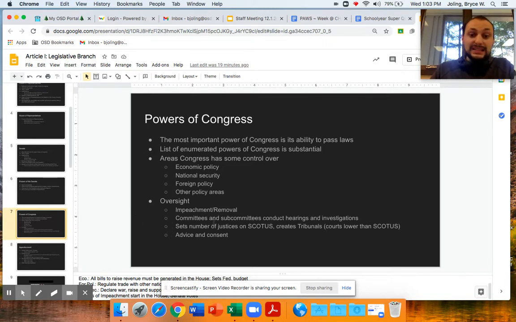So like I said, they have committees and subcommittees that conduct hearings and investigations. They set the number of justices on the Supreme Court. They also create what are known as tribunals, or basically courts that are lower than the Supreme Court of the United States. They give advice and consent. They can also declare war.